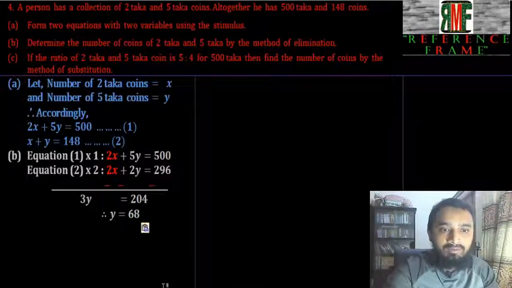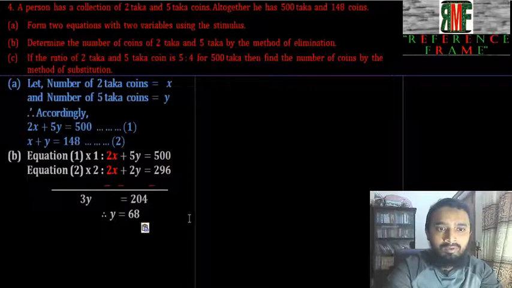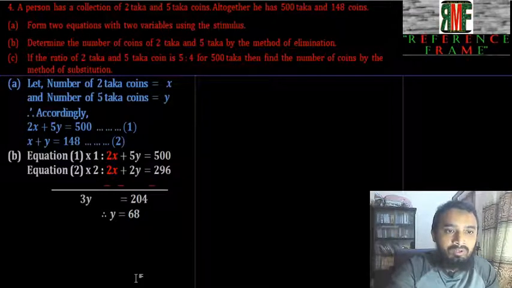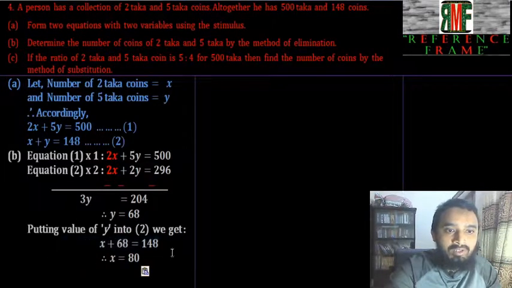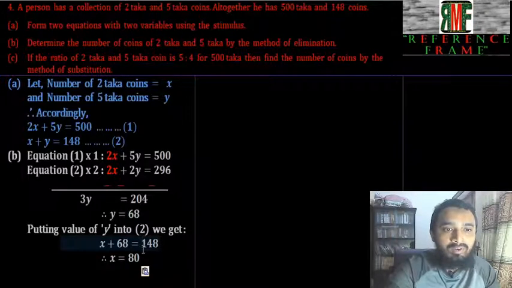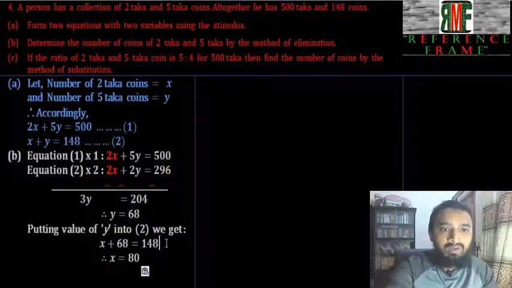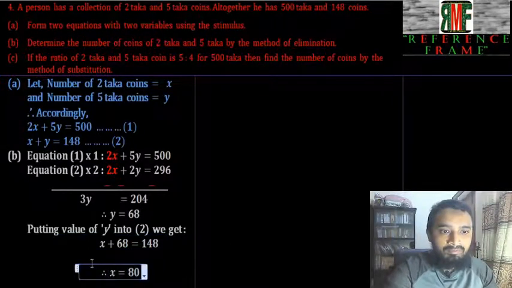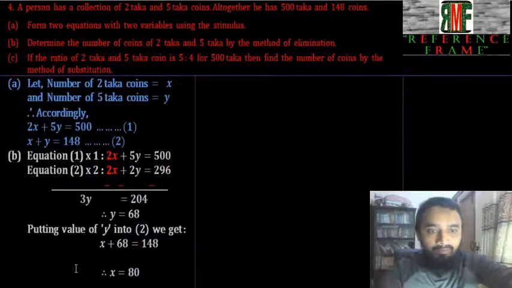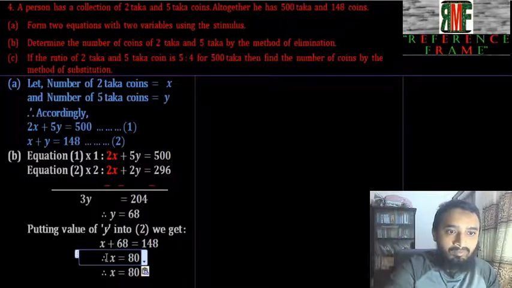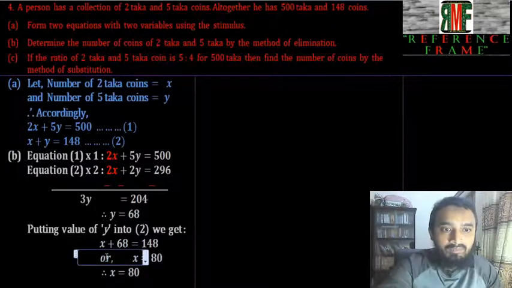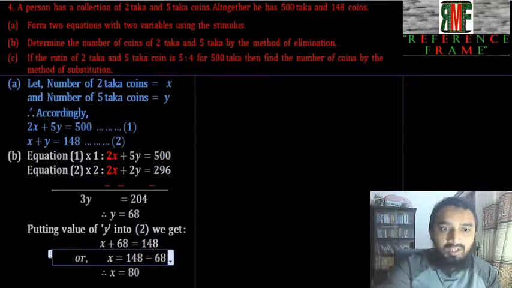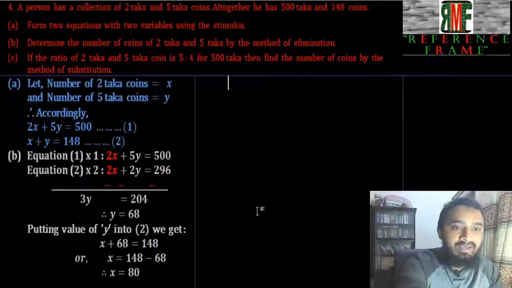Okay, so let's put it down. By putting it down, we're going to have x plus y equal to 148, with y equal to 68. So we just move 68 to the right side to 148. So this is going to be basically 148 minus 68. So 148 minus 68 is equal to basically 80.